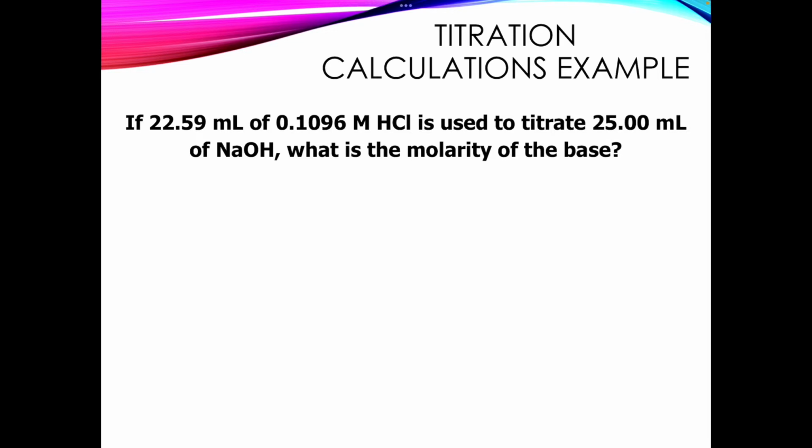Okay, so let's go ahead and do an example of this calculation. If 22.59 milliliters of a 0.1096 molar hydrochloric acid solution is used to titrate 25 milliliters of sodium hydroxide, what is the molarity of the base? Here we're trying to figure out the molarity of our base, as opposed to our earlier examples where we were finding the molarity of our acid. But you'll notice you'll always have a volume and a concentration of one species, and we're trying to find out information about the other.